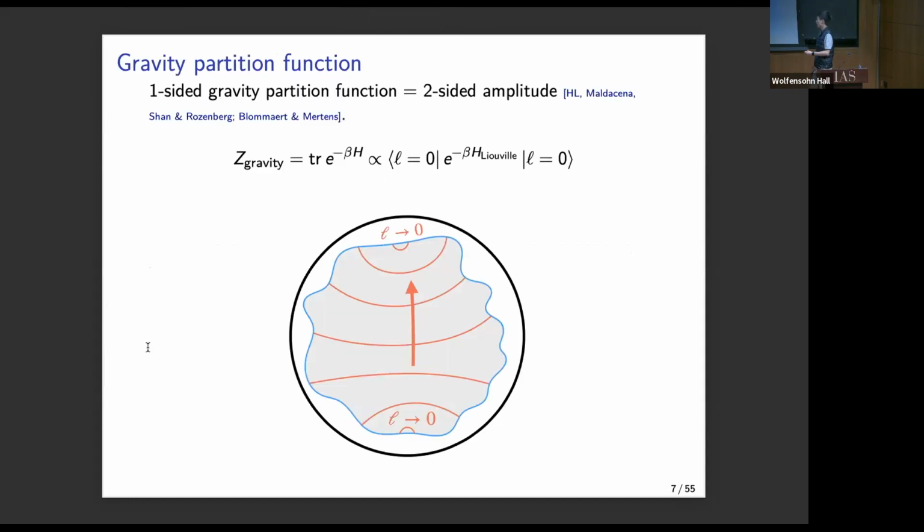So how you do that is you use the observation that the disk has 2 points where the length between the two sides of the wormhole is 0. Okay? So those are obviously any 2 points, but for convenience, we can take them to be the south pole and the north pole. And then we write the disk partition function as an amplitude between the length equals 0 state at the bottom and the length equals 0 state at the top, using the Euclidean propagator.